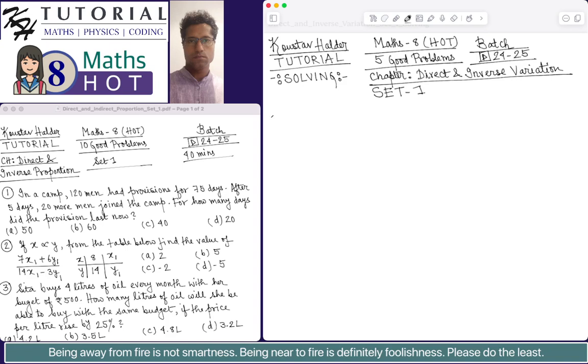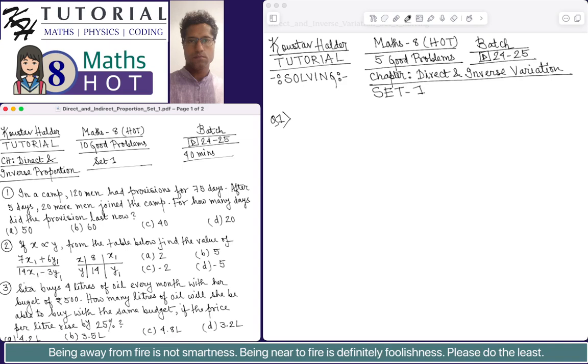Okay, question number 1. Let me quickly check if everything is properly visible or not. Okay. Question number 1 says that in a camp, 120 men had provisions for 75 days. After 5 days, 20 more men joined the camp. For how many days did the provision last now?